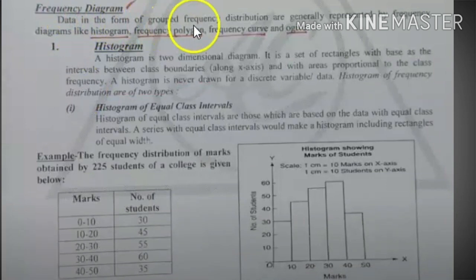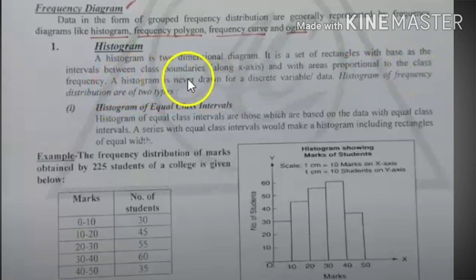Data in the form of a grouped frequency distribution are generally represented by frequency diagrams. The types of frequency diagrams are histogram, frequency polygon, frequency curve, and ogive. So first, the histogram. A histogram is a two-dimensional diagram. It is a set of rectangles with the bases as the intervals between class boundaries, drawn along the x-axis, and with areas proportional to the class frequencies.